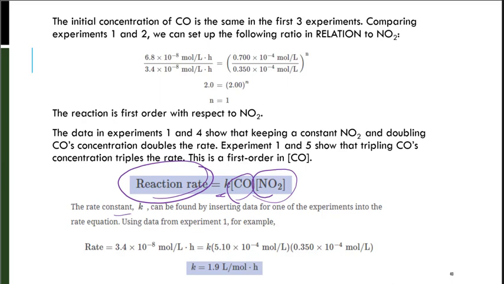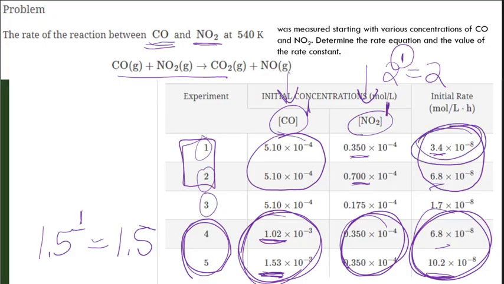And in order to find the rate constant, we can use any of those experiments and just plug that experiment number's rate and the concentration of both of those reactants into there to solve for K. Let's try trial 1. We were told that its rate was 3.4 times 10 to the negative 8. I'm going to go back here just to show you. 3.4 times 10 to the negative 8 was our initial rate.